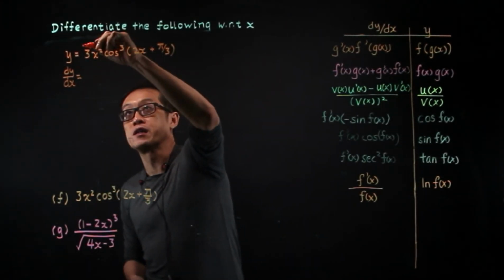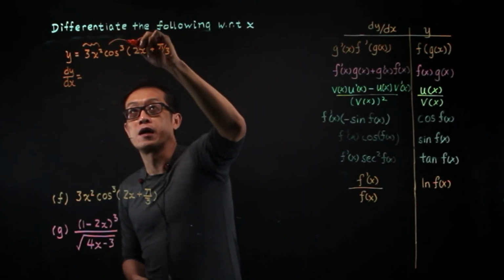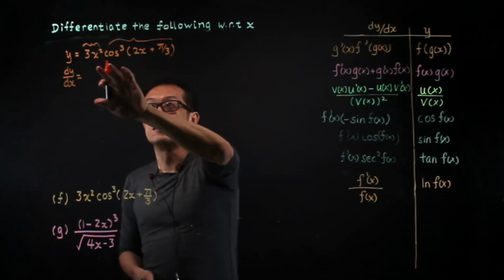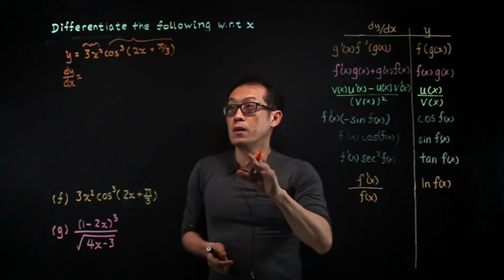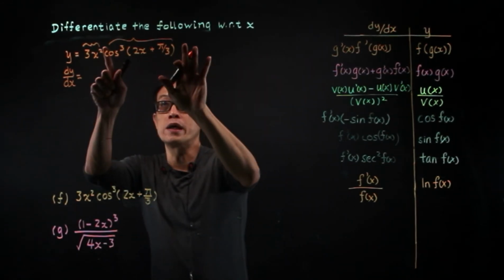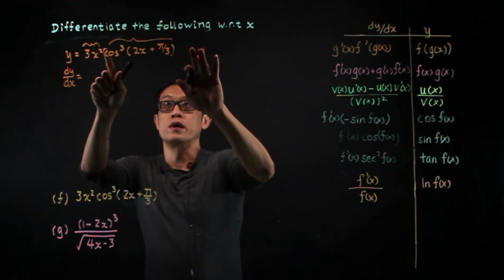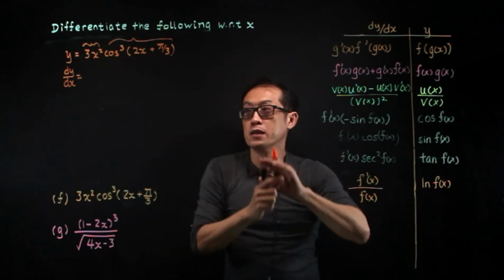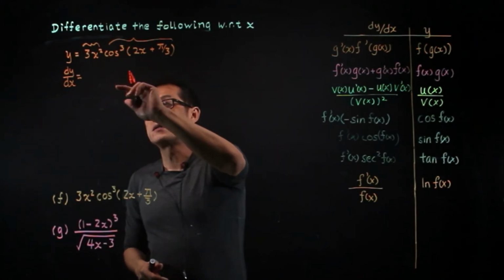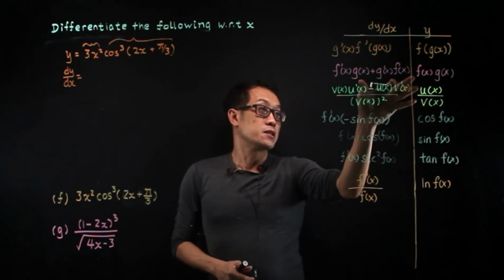There's one function here and another function here. So we use the product rule. But within this, this whole thing, how do we differentiate this? This one we use a chain rule. So it's a product rule plus a chain rule. Now this is the product rule.